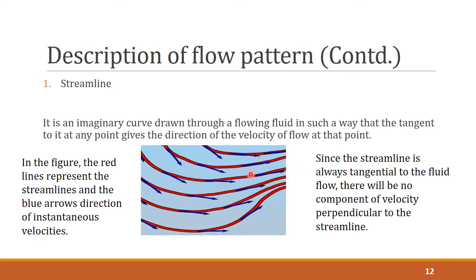Since the streamline is always tangential to the fluid flow, and fluid flow is taking place along the streamline, there will be no component of velocity perpendicular to the streamline. That is, flow cannot occur across the streamline, because by the basic definition of the streamline itself, a streamline is drawn by plotting the tangents to the velocities at the points at each location. This means that once the streamline is drawn, we can be sure that flow does not occur across a streamline. Flow only occurs along a streamline.